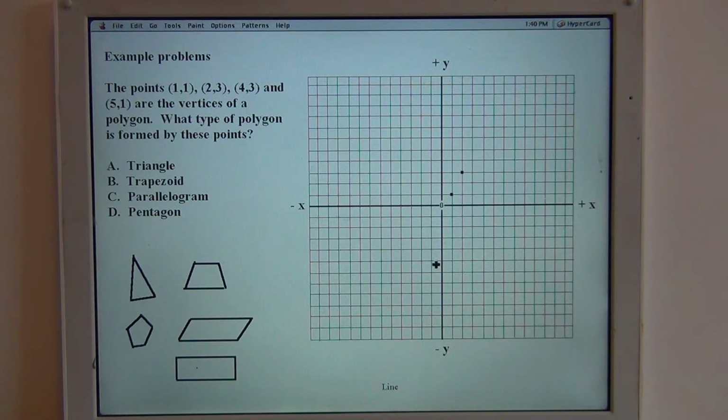y-axis. Okay. Next one is 4, 3, and they're both positive, so I'm going to move 1, 2, 3, 4 on the x, 1, 2, 3 on the y, and the last one is 5, 1. So I'm going to start at 0, move 1, 2, 3, 4, 5, and up 1. And now I connect these.